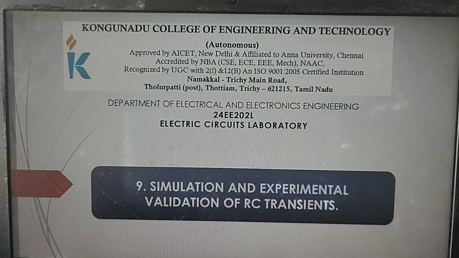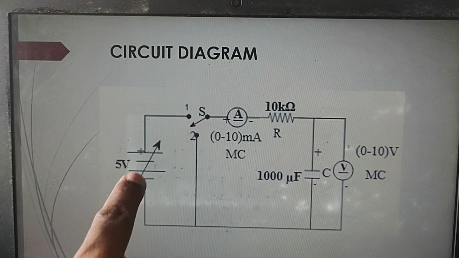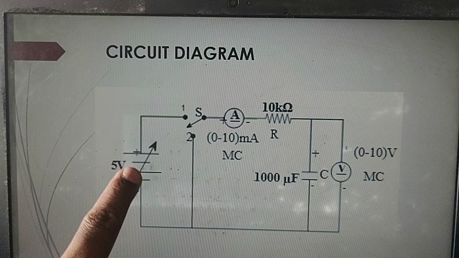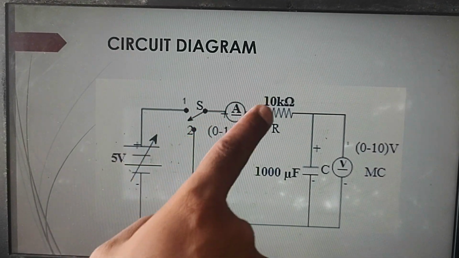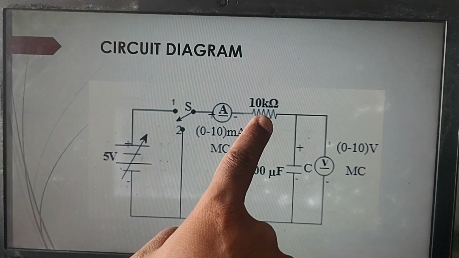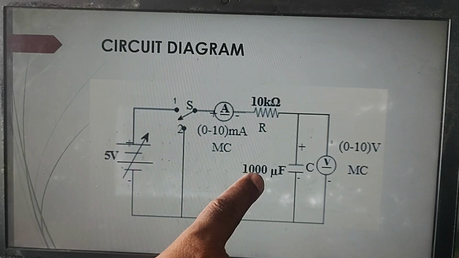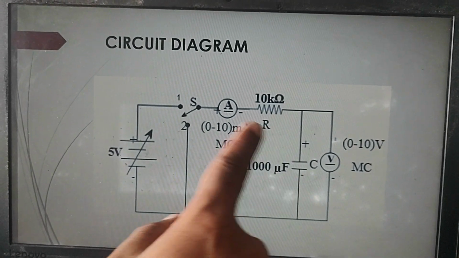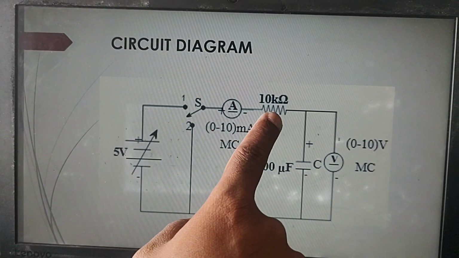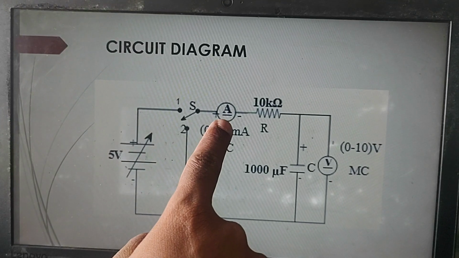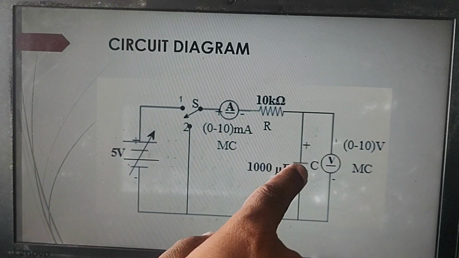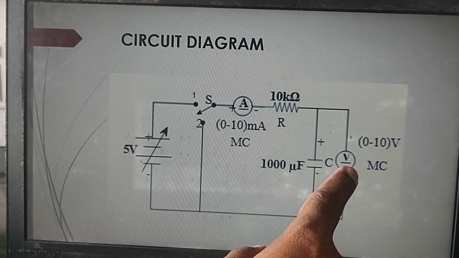We can see the circuit diagram now. So here this is a circuit diagram. The input voltage is 5 volts and is connected to the resistor, 10 kilo ohm, then 1000 microfarad. The current can be determined by the ammeter, then the voltage can be determined by the voltmeter here.